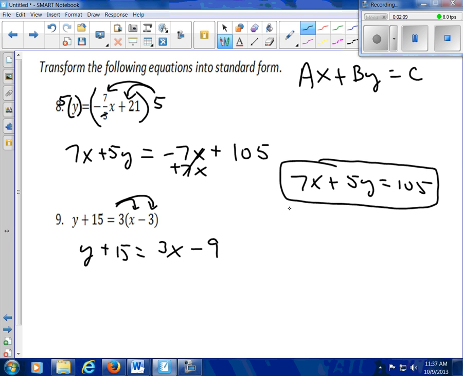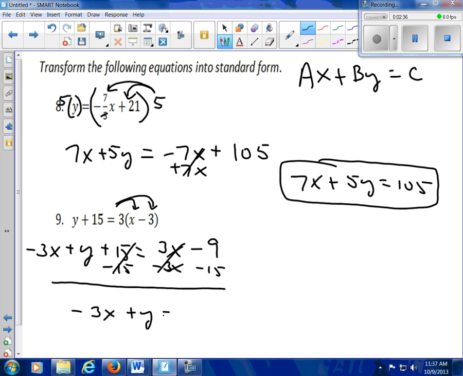Now in standard form, I got to get x over to the other side with the y, so I can do that by subtracting 3x on both sides. And then I want any number without an x or y to the right-hand side, so I'm going to get rid of that positive 15 by subtracting 15 on both sides. And what is that going to leave me with? Negative 3x plus y equals negative 24. And that's actually my answer in standard form.